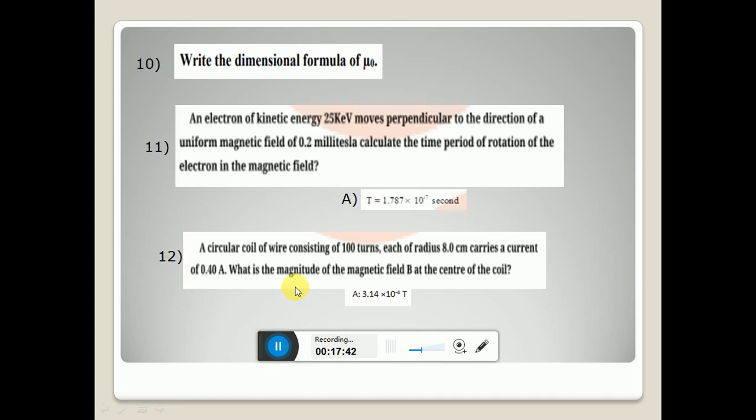So the magnitude of the magnetic field at the center of the coil will be 3.14 into 10 power minus 4 Tesla. Previously I did a wrong calculation, so this is the correct answer for this. So the magnetic field at the center of the coil having 100 turns and radius of 8 centimeters, carrying a current of 0.4 amperes, will be 3.14 into 10 power minus 4 Tesla.